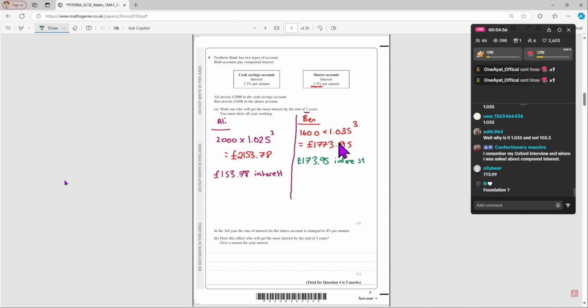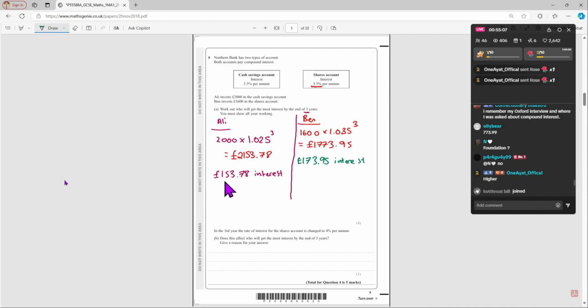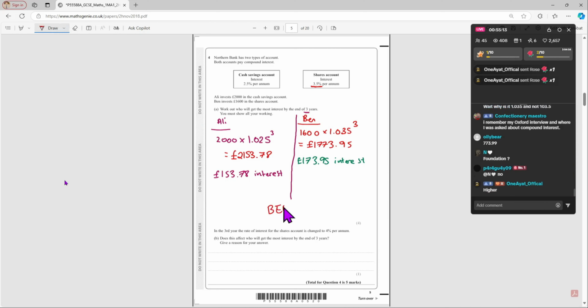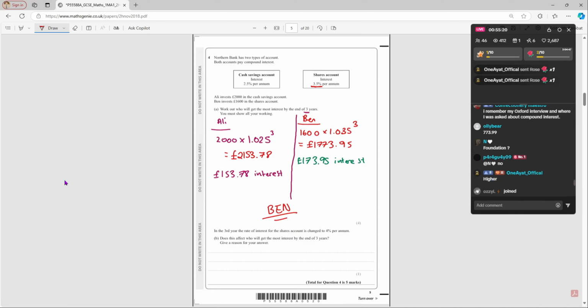And now it says work out who earns the most interest. So Ben earns £173.95, and Ali earns £153.78. So we know that Ben earns the most interest. Our answer is going to be Ben. Well done to those of you who got that correct.